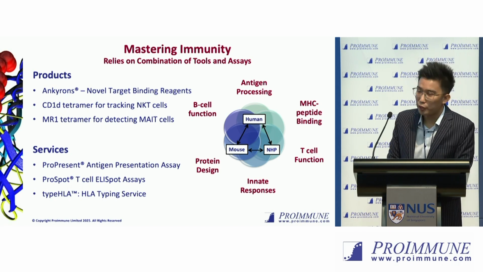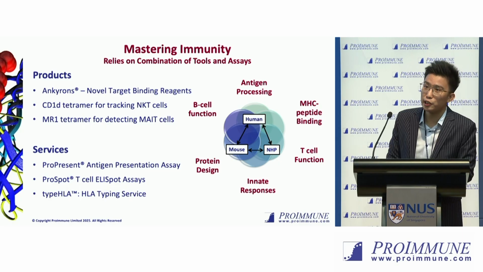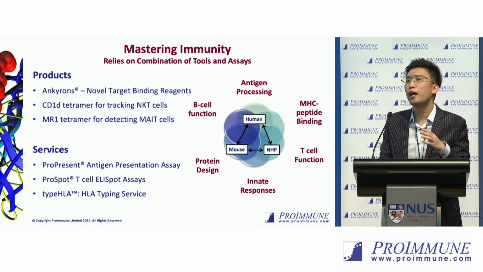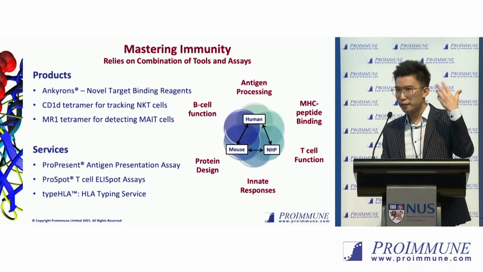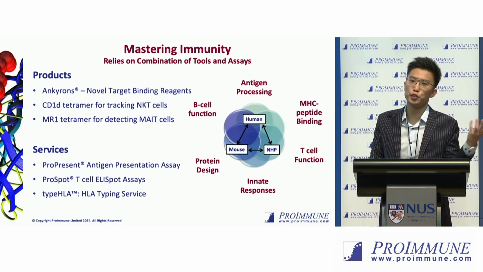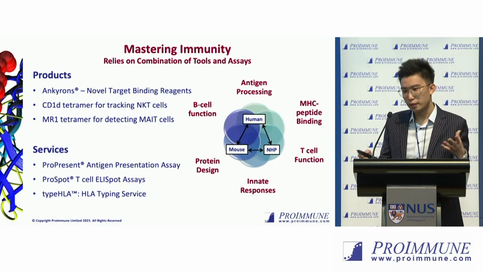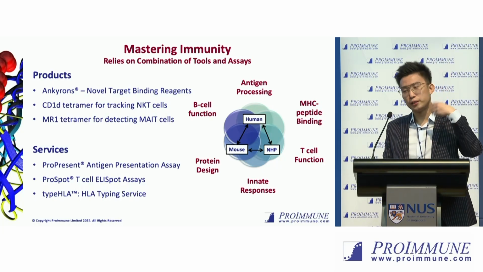And beyond the product range, we also have services, one of them being the ProPresent antigen presentation assay. This is quite useful if you wish to identify how these epitopes are naturally processed and identified. You have an exogenous protein introduced to dendritic cells derived from monocytes, and then we let them mature, and you have the peptide-MHC complexes that are presented on the cell surface.